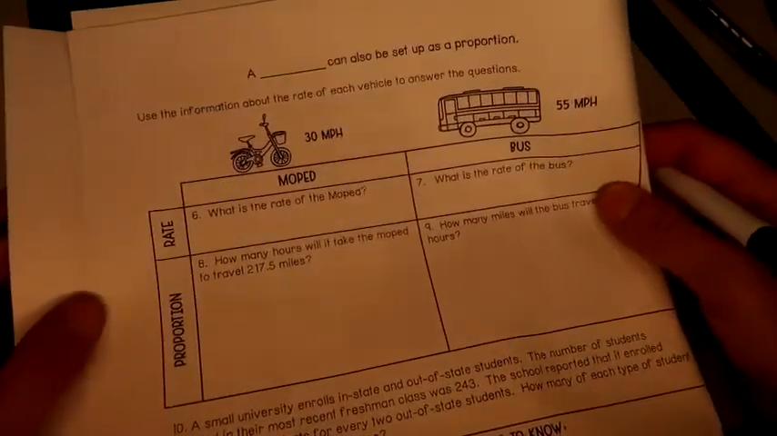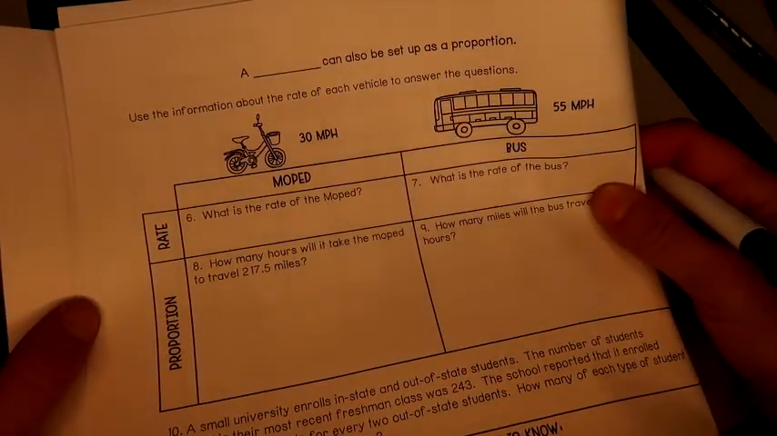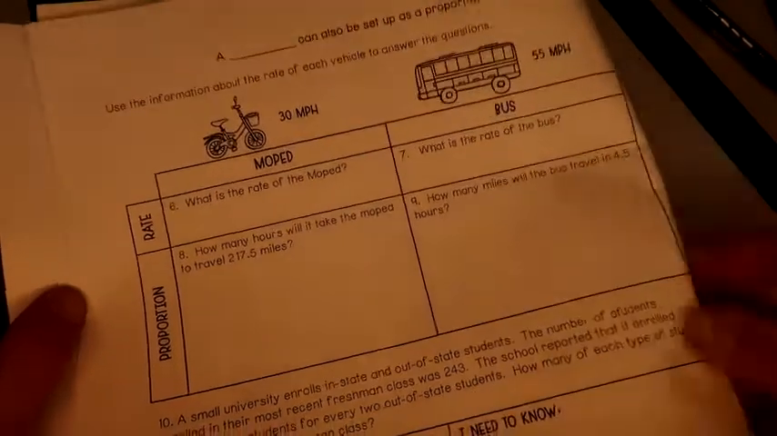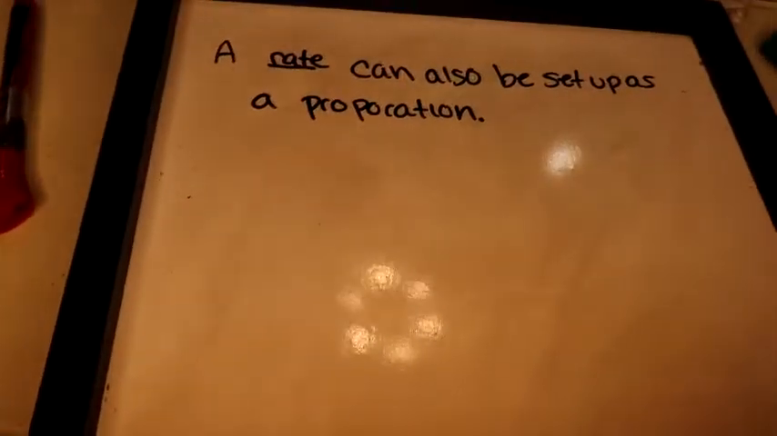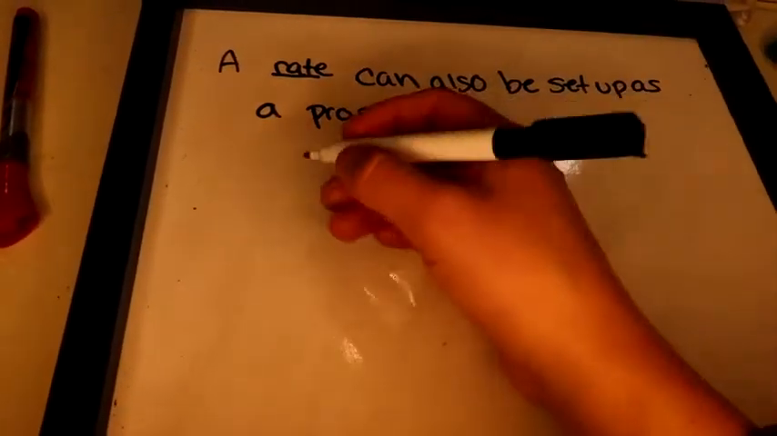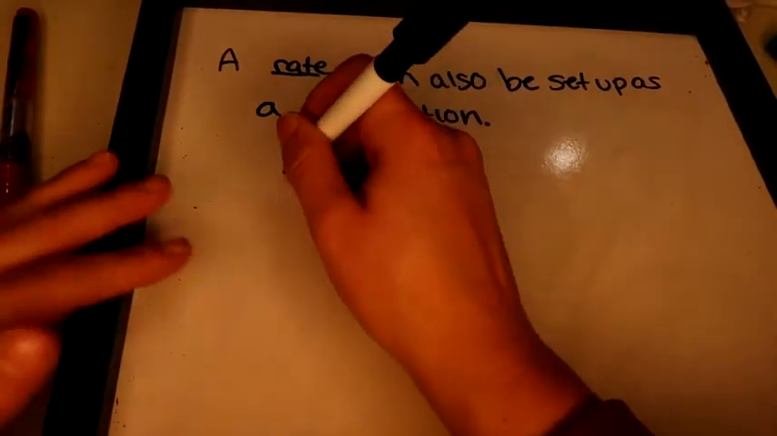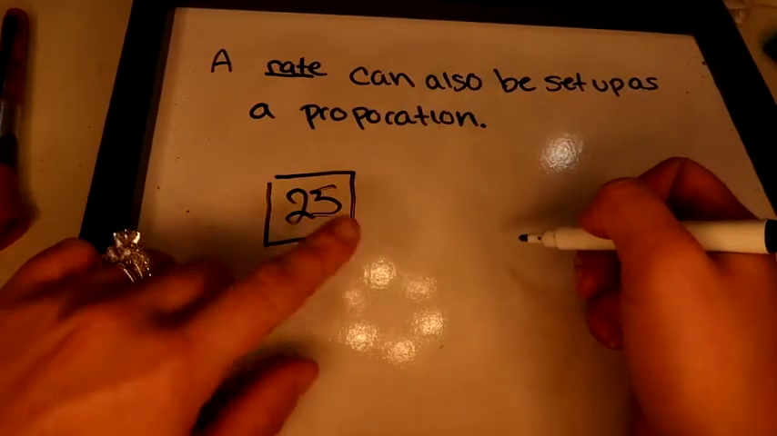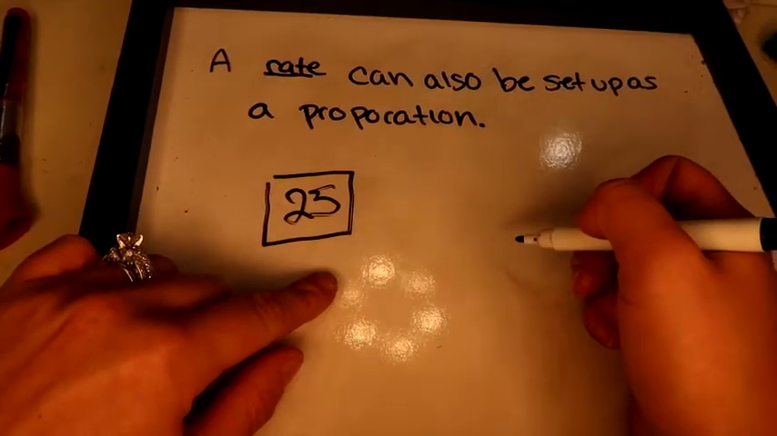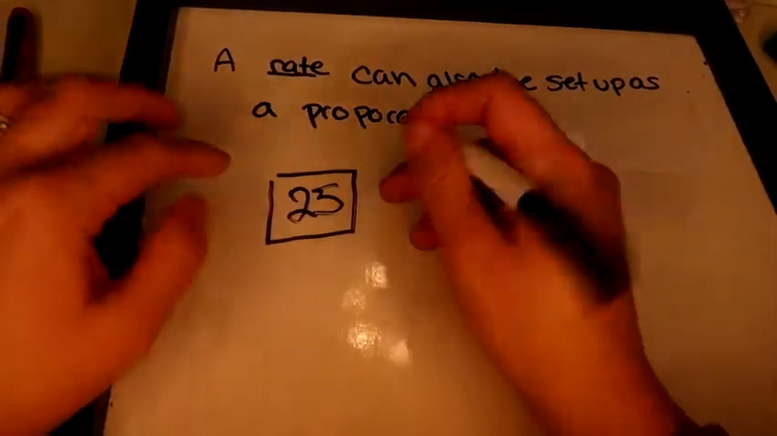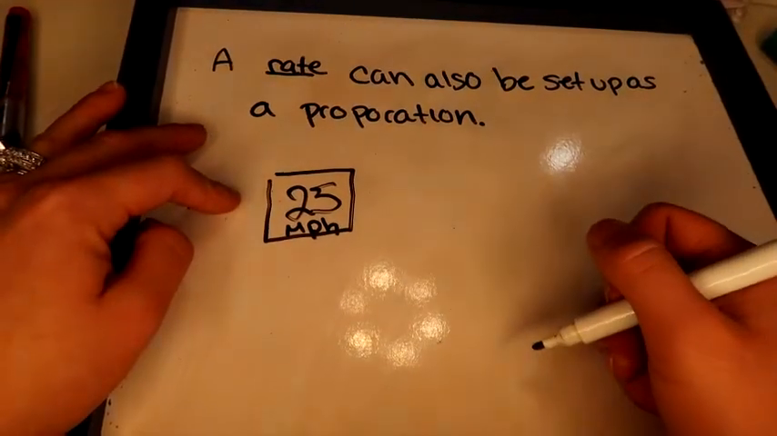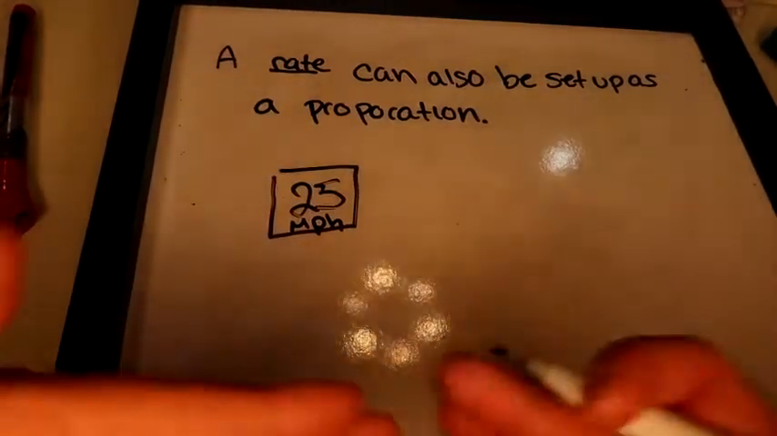Now our directions say, use the information about rate of each vehicle to answer the question. So the first thing I want to ask you, oh, excuse me, I just hit my tripod again with my big old feet. Now, I know all of you at some point have seen this street sign, even if you don't drive, and you shouldn't be driving because you're only in 7th grade. But if you see this sign, it says 25 mph. That means 25 miles an hour.